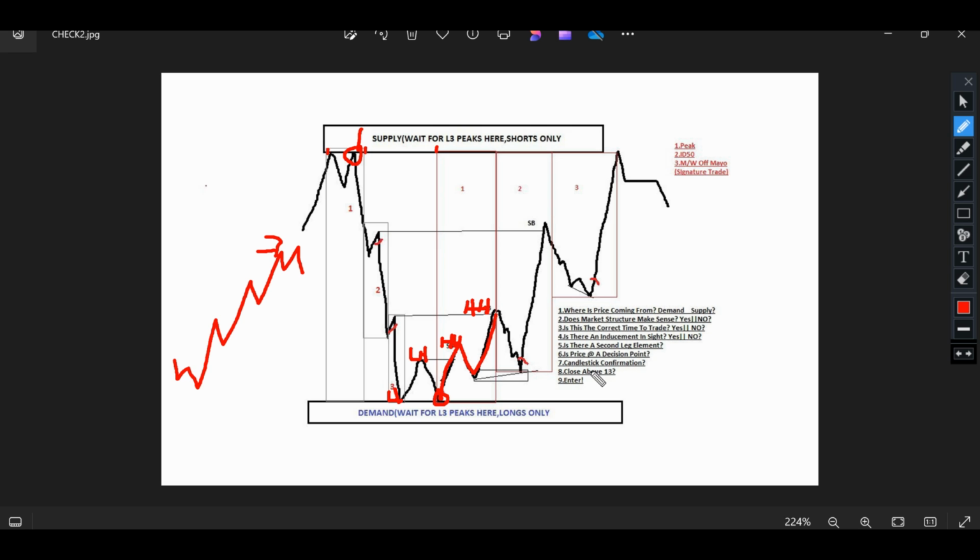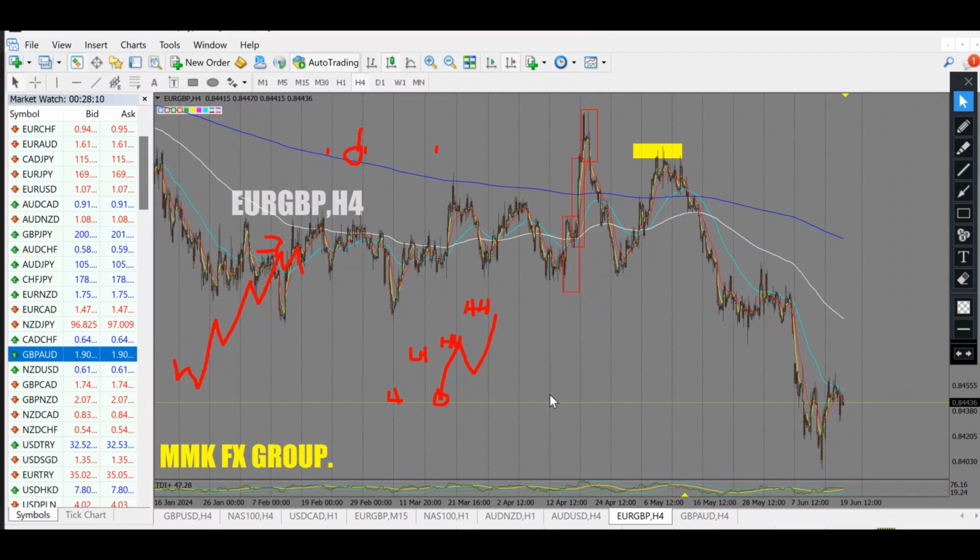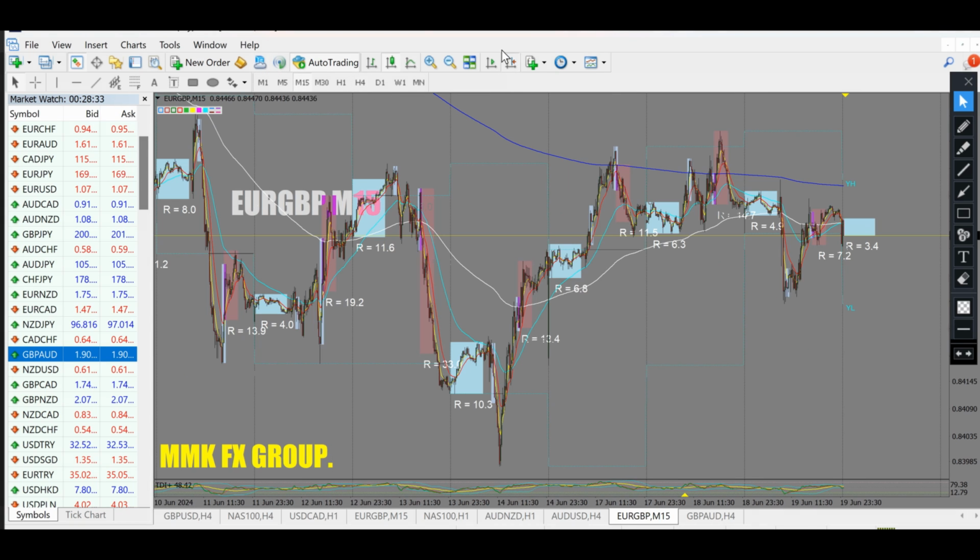All right, now the fourth thing I want to ask myself is, is there an inducement in sight? Yes or no. When we talk about inducements, if you can take it to the charts, let me just get rid of this. Sorry about that. Let me just clear this out. If we talk about inducement, we talk about stop hunts. If you go to the M15, we're looking for stop hunts, remember?